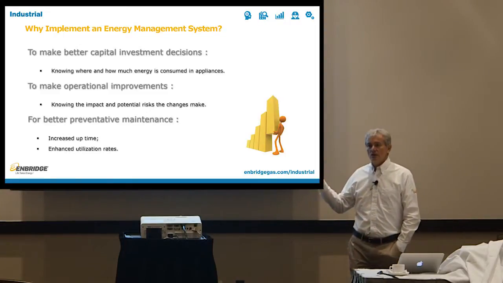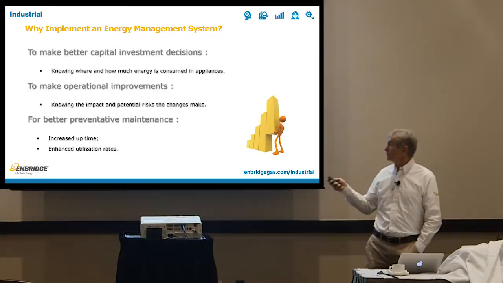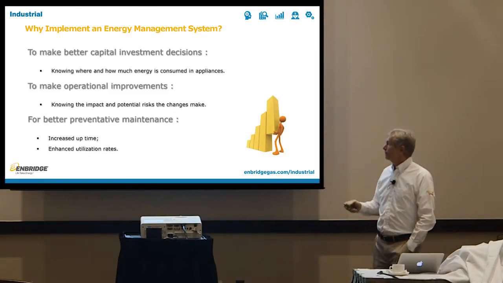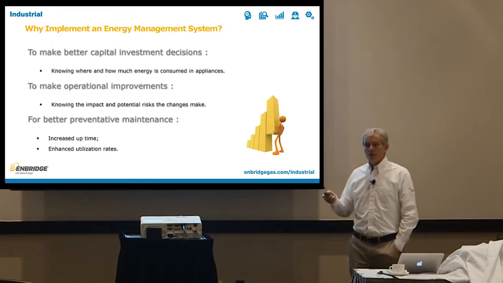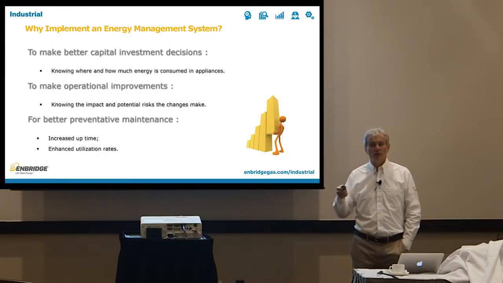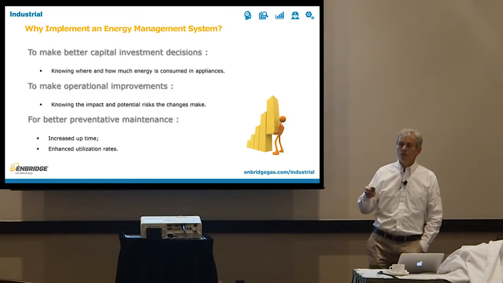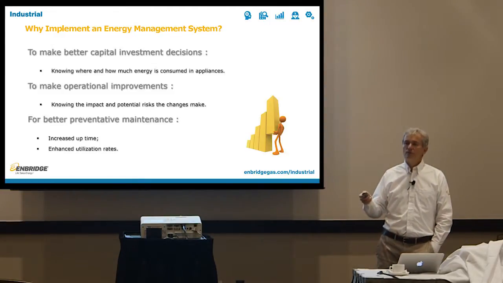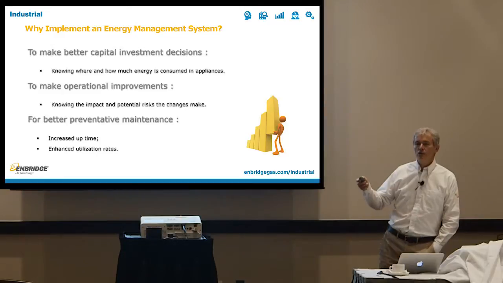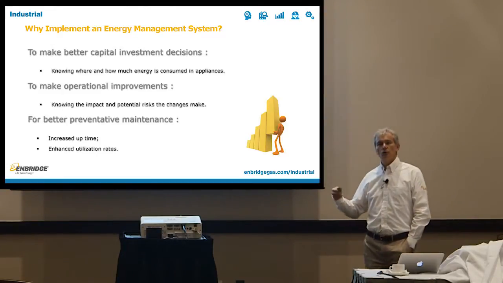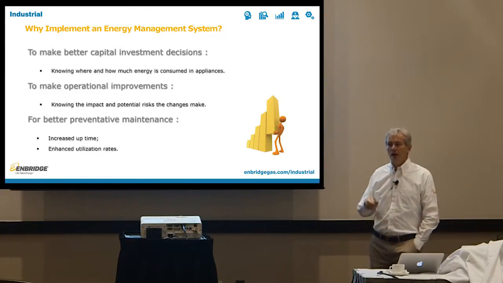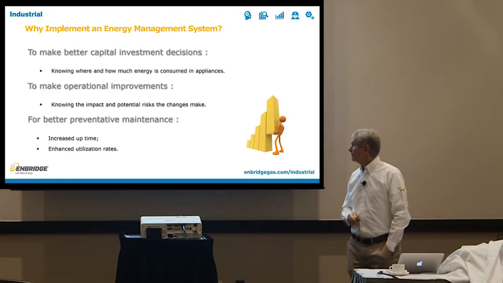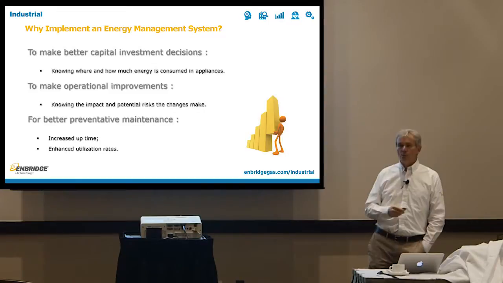These are the reasons that you should be implementing energy management systems. And usually people don't think of that in these terms. Knowing how much energy is consumed in each and every appliance is important. Why? Where are you going to spend your money if you have it? If you have 5 lines, each one using natural gas, how do you know which one is using it least efficiently unless you meter it, unless you have a system in place that tells you that? To make operational improvements.